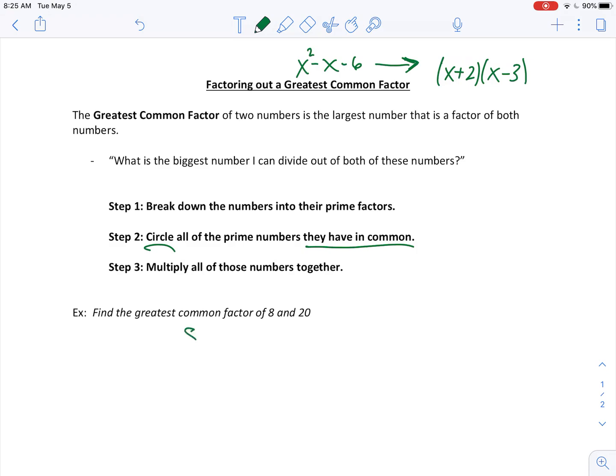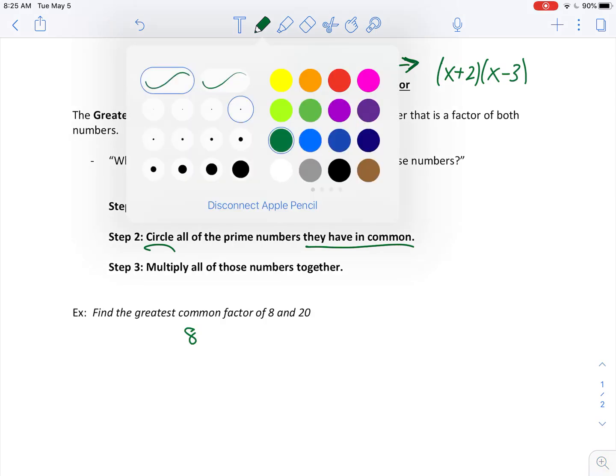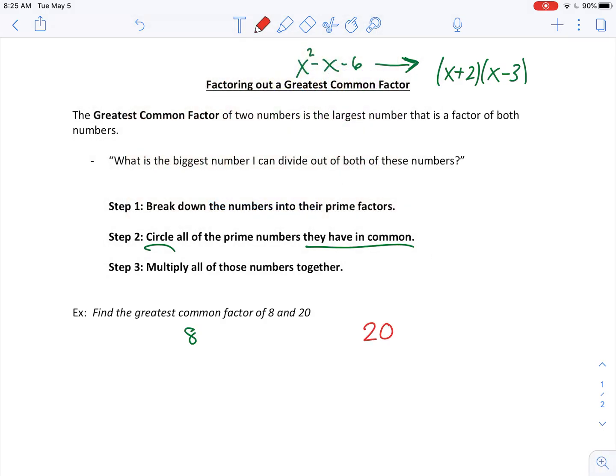So what that looks like here is I've got 8 and 20. And we're just going to break these down until we can't break them down any farther. So what numbers multiply to get 20? Well, 1 and 20, but I could also have 2 and 10, or 10 and 2. And 2 is a prime number, so I'm done with that.